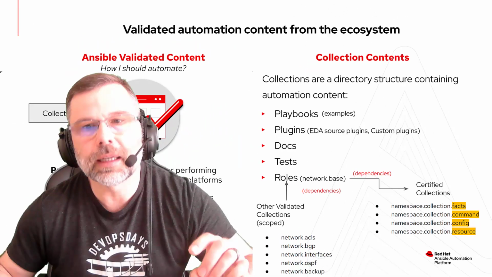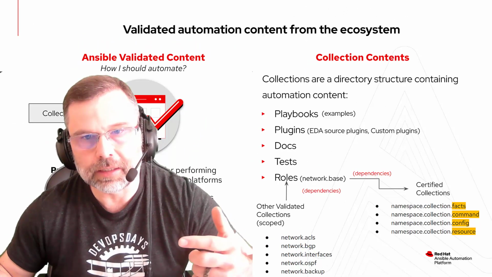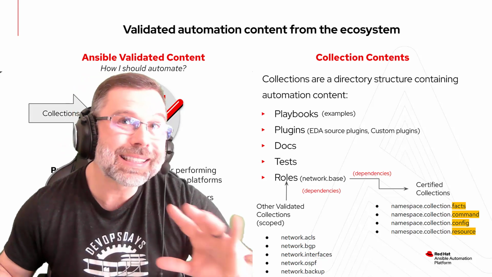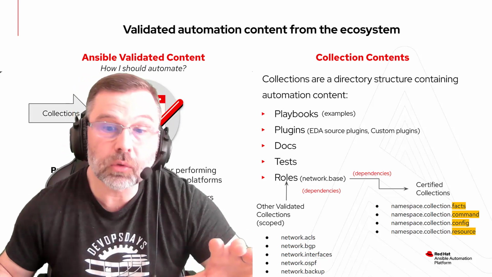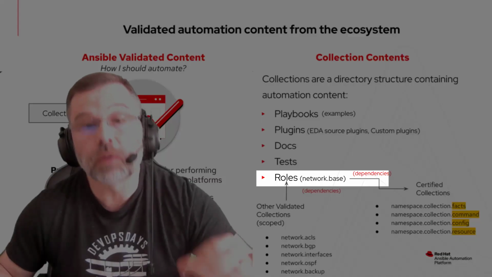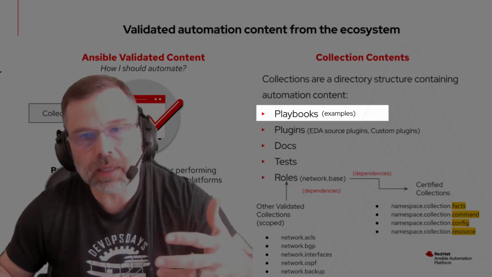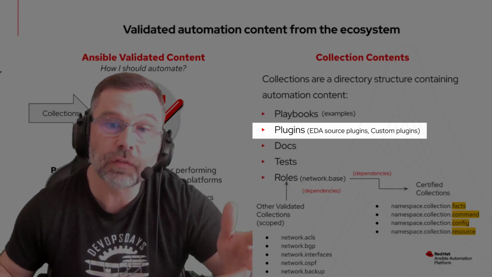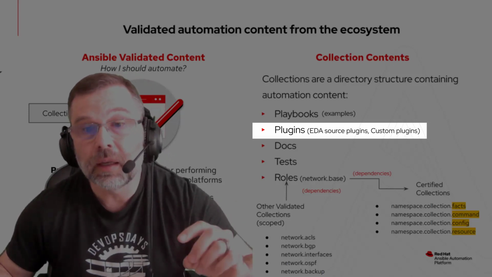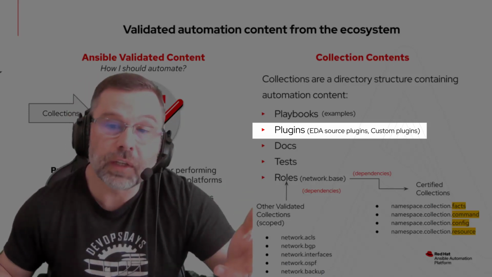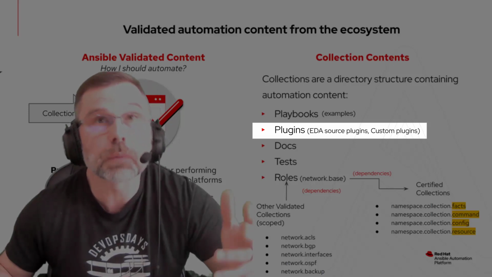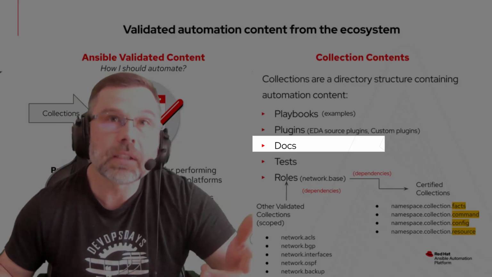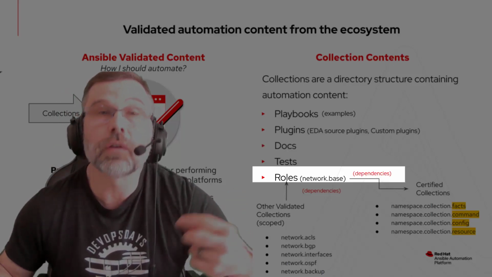For validated content, the collection contents would include the following. This time we will not see modules, but we will see roles. However, we will see some playbook examples. In some cases, there could be plugins depending on what the use case is for the validated content. For example, event-driven Ansible often has custom source plugins that are provided as part of that validated content. There's documentation, there's testing, and then the roles.